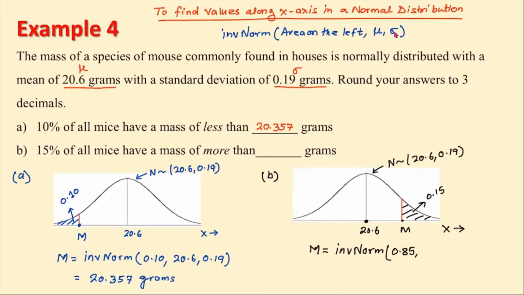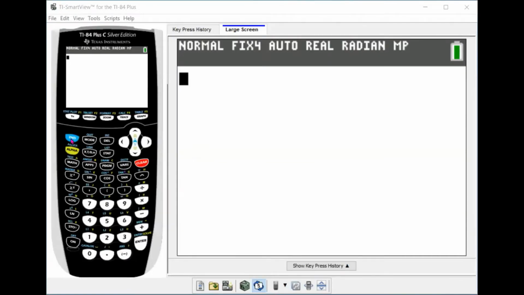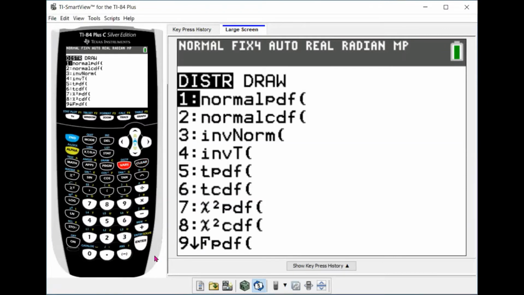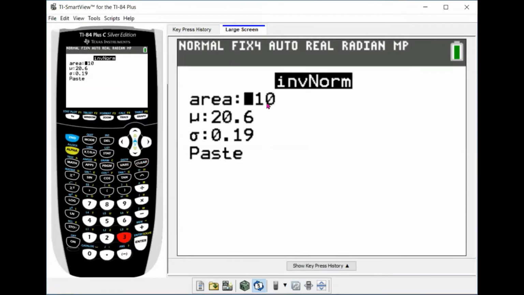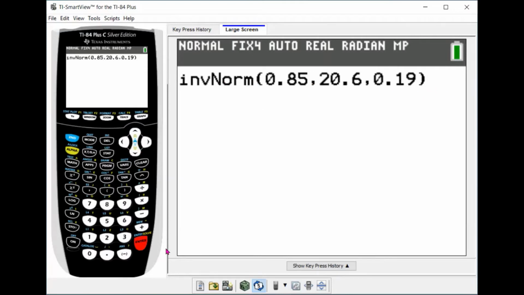Now we need the mean and the standard deviation. Mean is 20.6 and standard deviation is 0.19. So we are going to type this in our TI-84 calculator and get that value. In TI-84 calculator, we go to second, vars, and the number 3 for inverse normal. We need the area on the left, which is 0.85, mean 20.6, standard deviation 0.19. If you paste this, you will see what we have written on paper. And if we hit enter, we get the result.